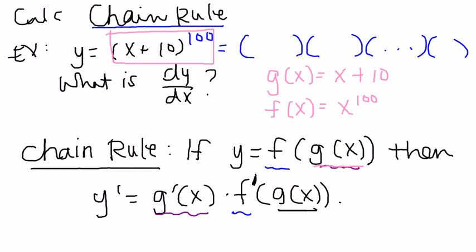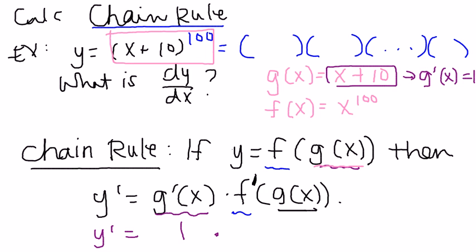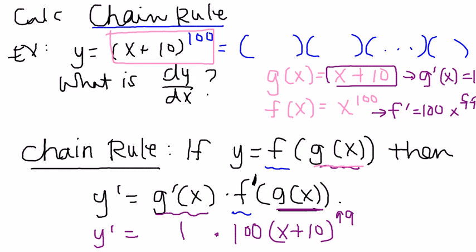Okay, so now let's take the derivative of this thing. Well, according to what we've written, y prime will equal the derivative of g. The derivative of g here is 1, times the derivative of f. Well, the derivative of f is equal to 100 x to the 99. So we get 100. Well, remember, we're evaluating this at the original thing. What was the original thing? The original was x plus 10 to the 99.